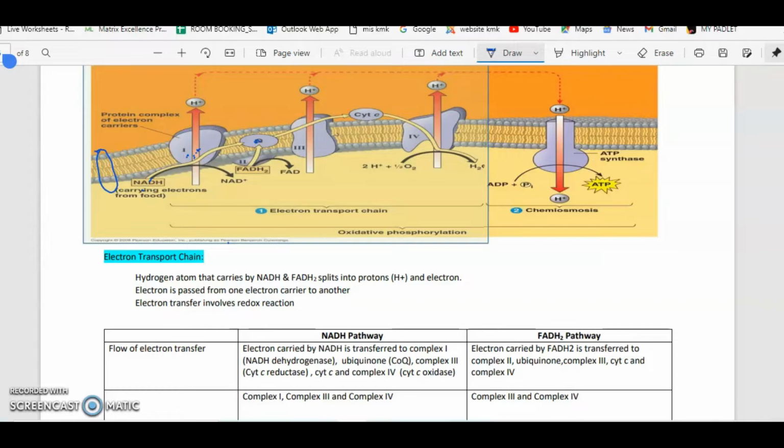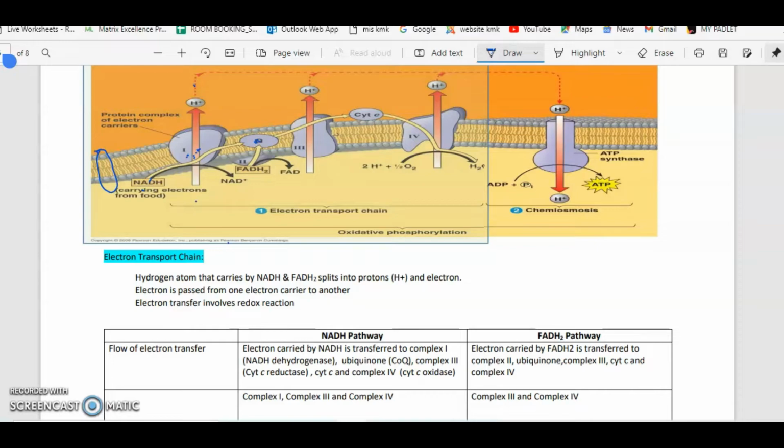Okay, so saya terangkan balik. Imagine NADH, we know that NADH is an electron carrier. So NADH will transfer electron to complex 1. NADH oxidizes, complex 1 reduces. So complex 1 will transfer electron to ubiquinone. Ubiquinone reduces, complex 1 oxidizes. So when this complex 1 oxidizes, it may pump hydrogen ion from matrix to intermembrane space.